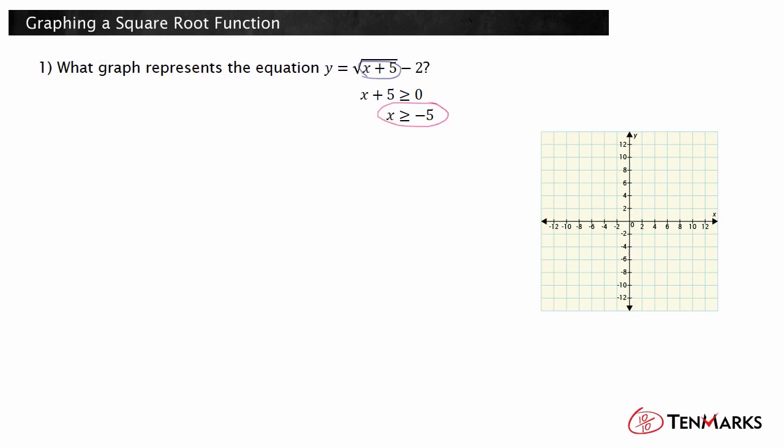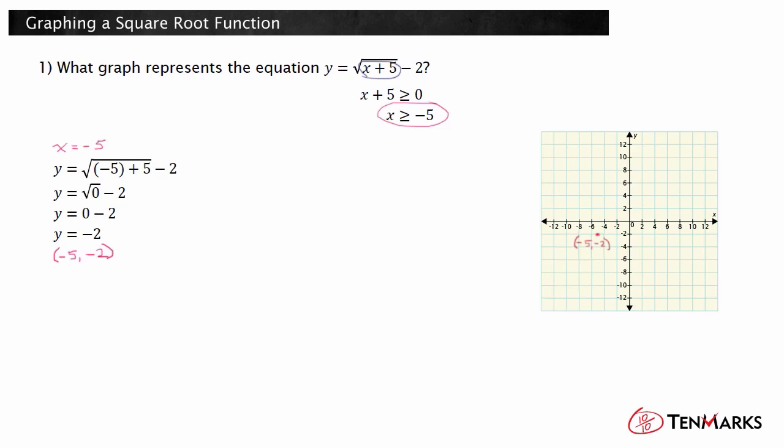Now, find some points that lie on the graph. Start with the x value, -5. Substitute -5 for x in the equation and solve for y. So the point -5, -2 is on the graph.